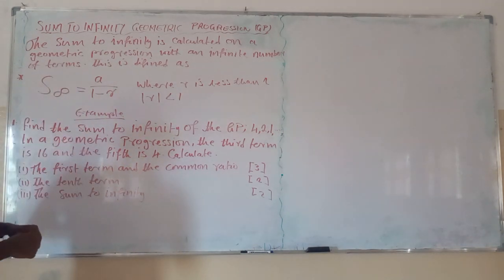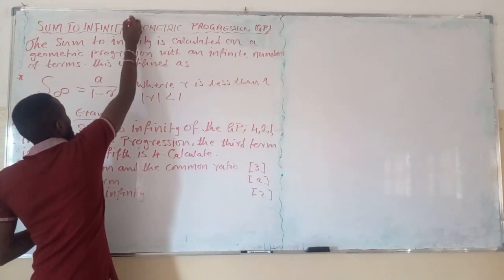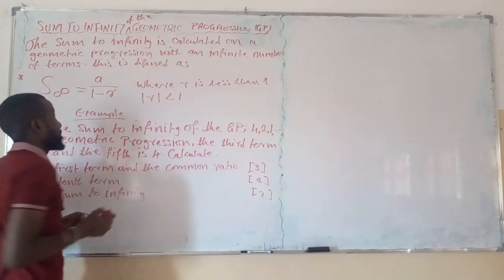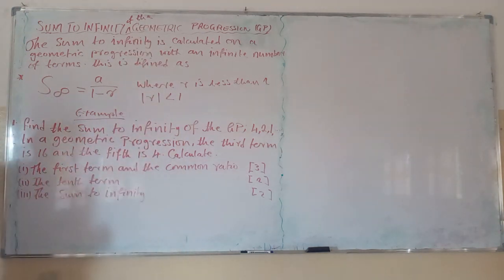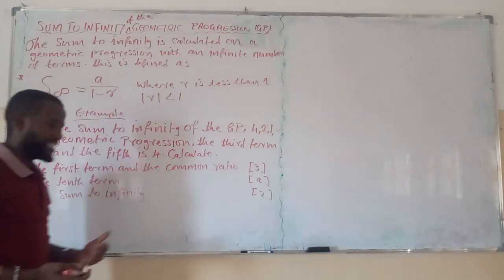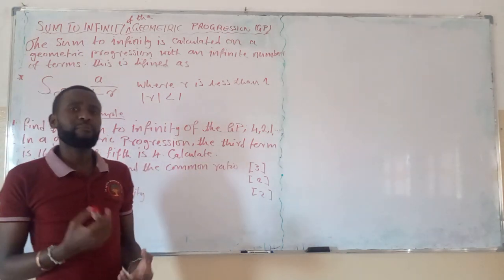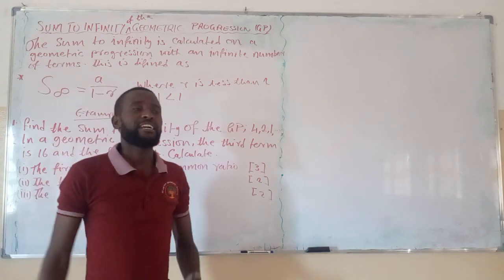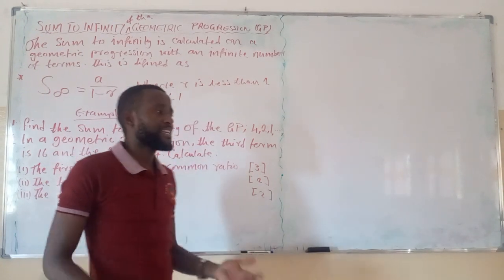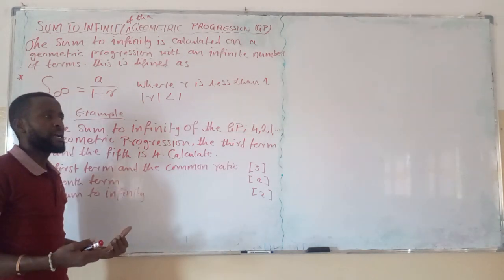Sum to infinity of the geometric progression, okay? The sum to infinity is calculated on a geometric progression with an infinite number of terms. So we are simply saying the sum to infinity is calculated on a geometric progression with an infinite number of terms. Infinity simply means terms that don't end. They continue going. They never end. They have no ending.